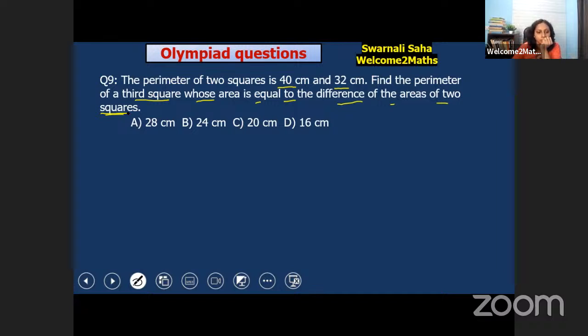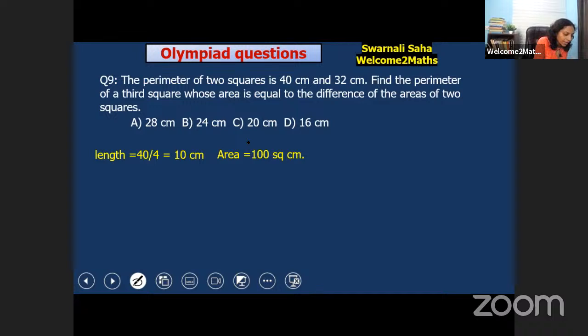Okay. The perimeter of two squares is 40 and 32. So that means the length of the first square, where the perimeter is 40, would be 40 by 4, because they are squares. 40 by 4 is 10. 10 would be the length. Fine. Now, so area would be how much? 10 into 10. Area is 10 into 10, and that is 100 square centimeter.